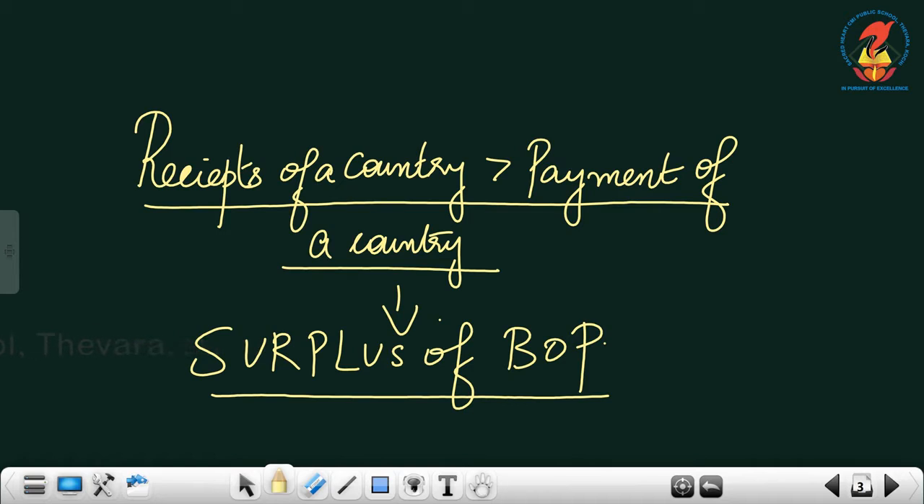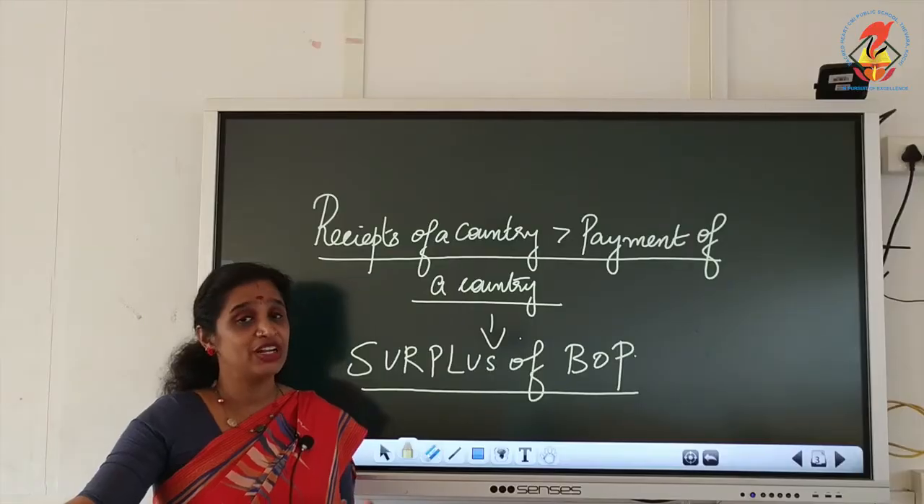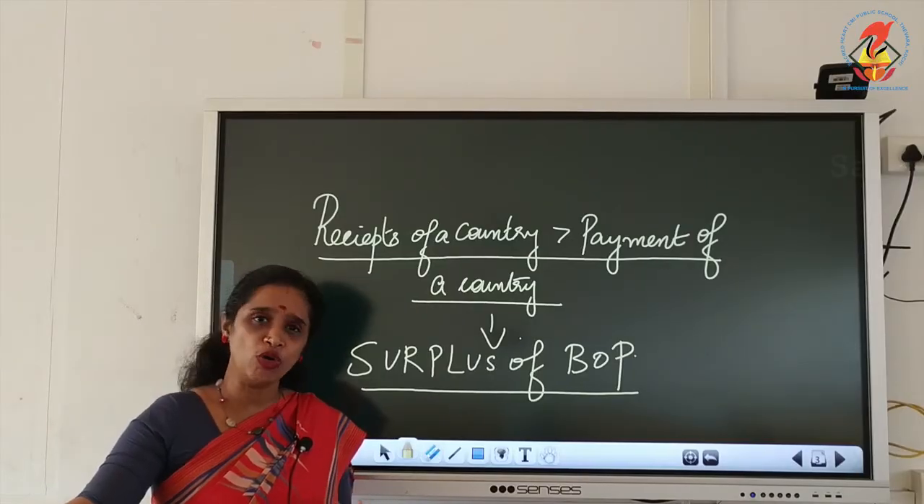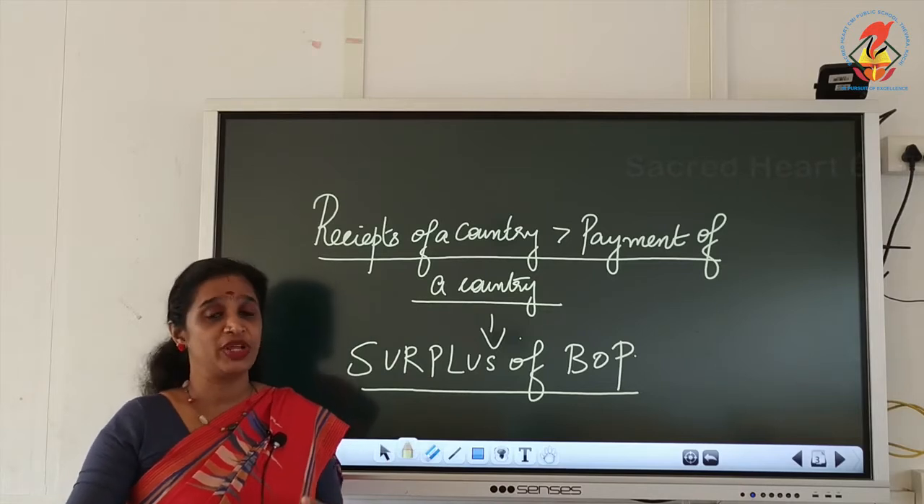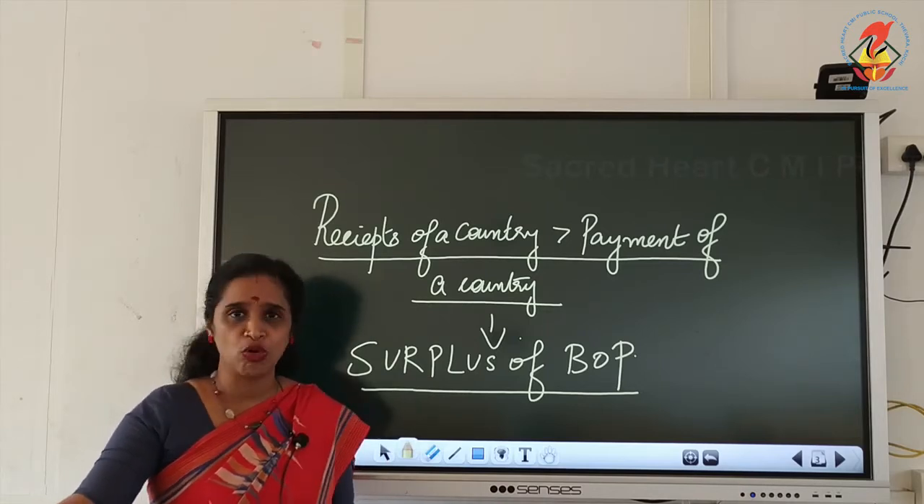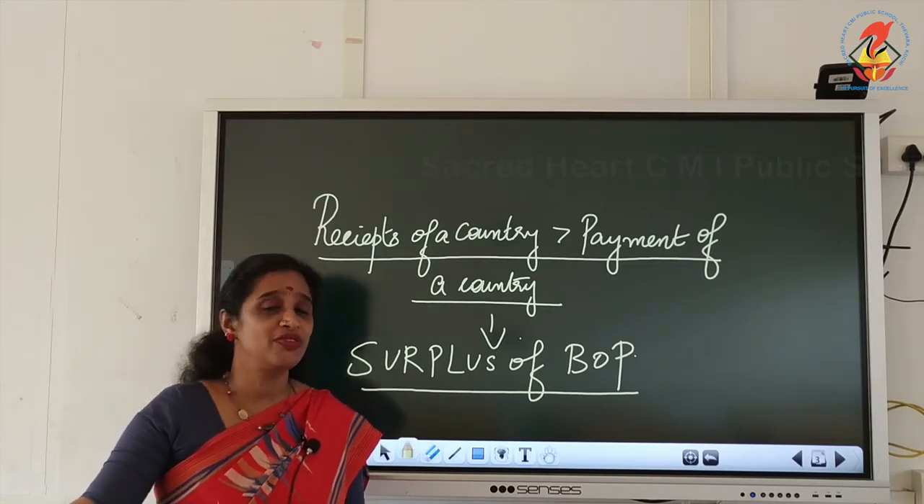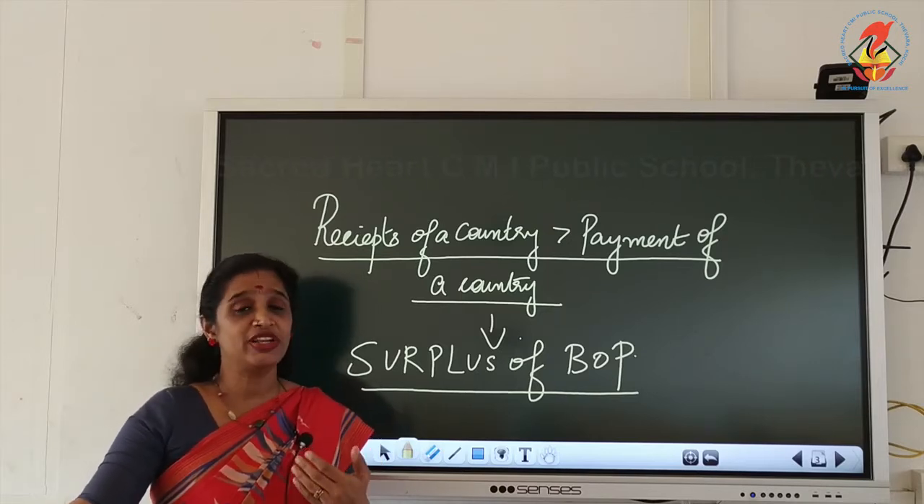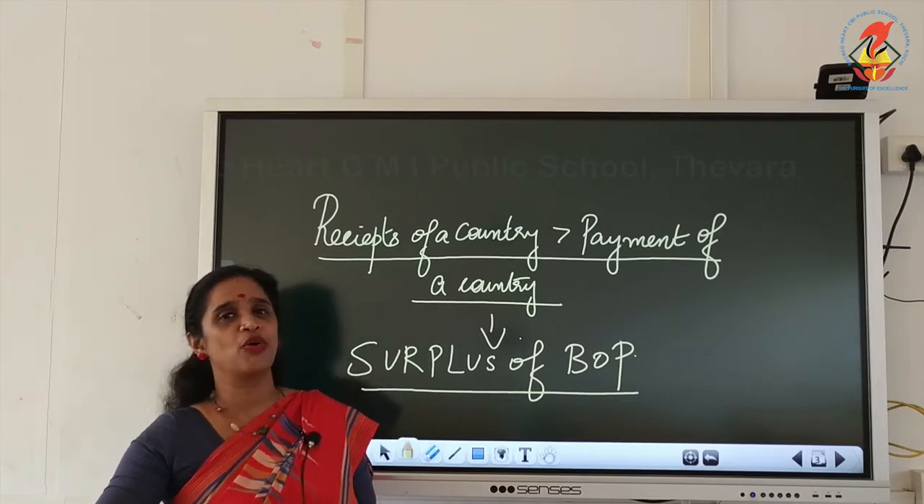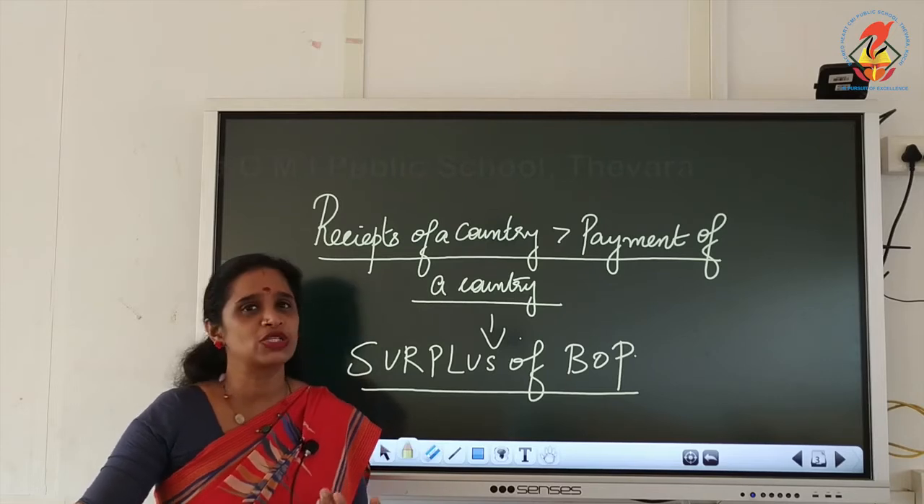When our receipts, that means what are receipts? When the inflow, that means our export is more. When the inflow is more than outflow, there is surplus of balance of payment. Inflow more means what? We are exporting more and we are getting money, foreign exchange. So when the inflow is more than the outflow, we can say there is a surplus of balance of payment.